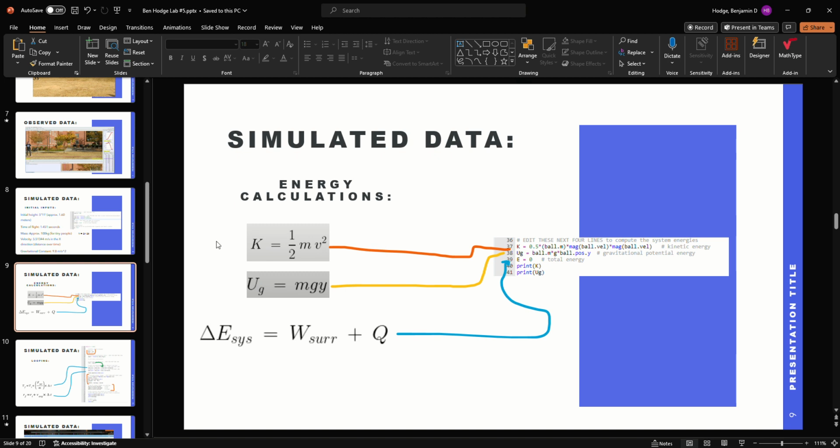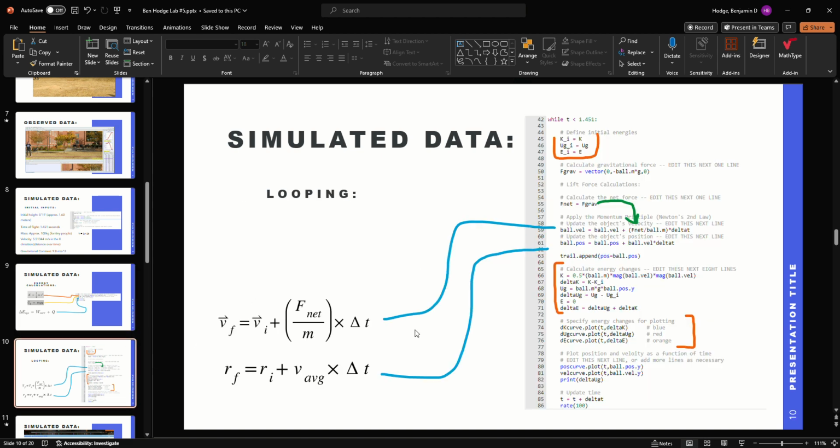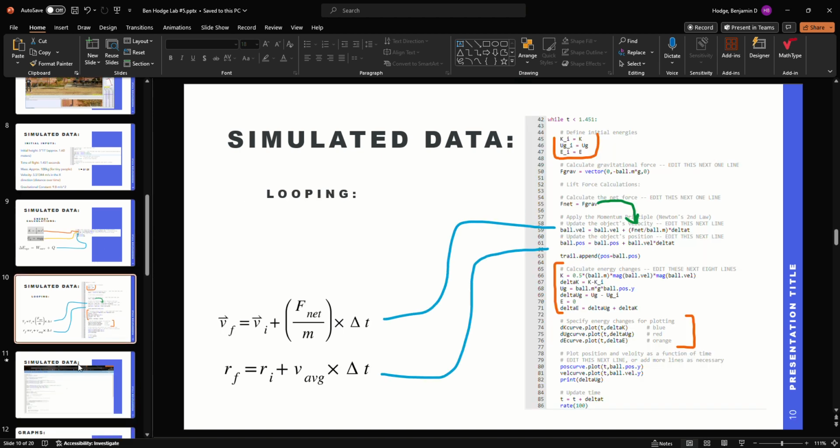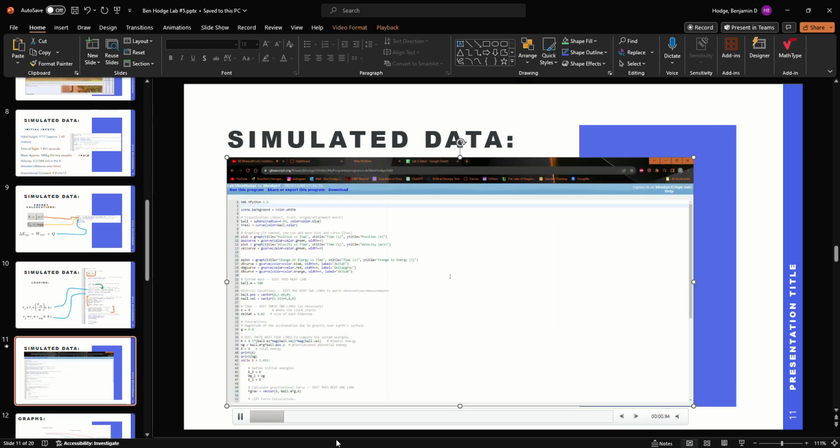Energy calculations, we're going to have kinetic and potential, put into these respective coding things. We're stealing this from Lab 4, and the most important one of this particular lab, energy system equals work surroundings, we're going to be putting at 0 for the simulations, not for the actual. For looping, it's the most important part, velocity and position updating over here. The force going into here is just the force of gravity, which we calculated right here, which is m times g. And of course, the areas bracketed in orange are dealing with our energy looping. So kinetic and potential are being looped over here with their respective formulas, which were demonstrated up here as well. And our simulated data comes from a Python code that does this.